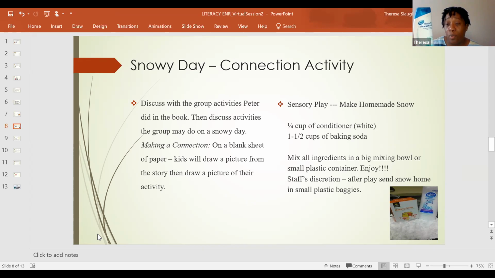I'm using what I have at home, finishing up this bottle that I have at home. Like I said, it doesn't matter. The measurements that I have here are actually half of what is actually required. So if we were to do this with the classroom, it would be a half a cup of conditioner and 3 cups of baking soda. You can also do this activity with shaving cream. Like I said, it's just as simple as using household products to do the activity.